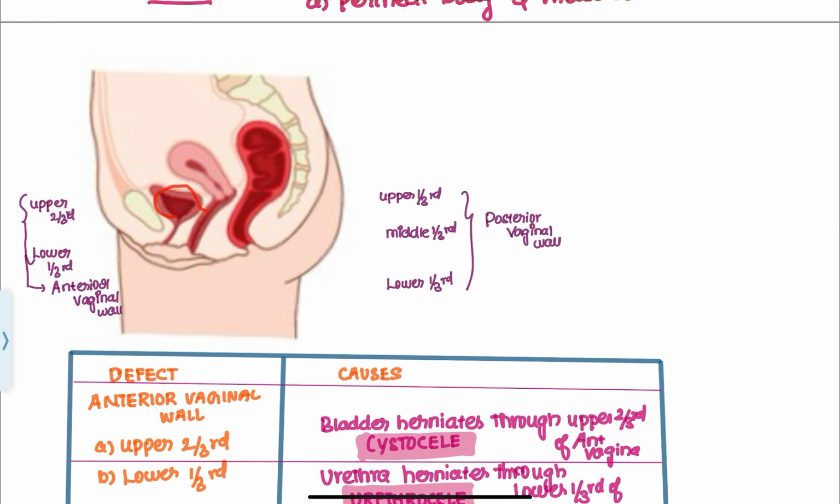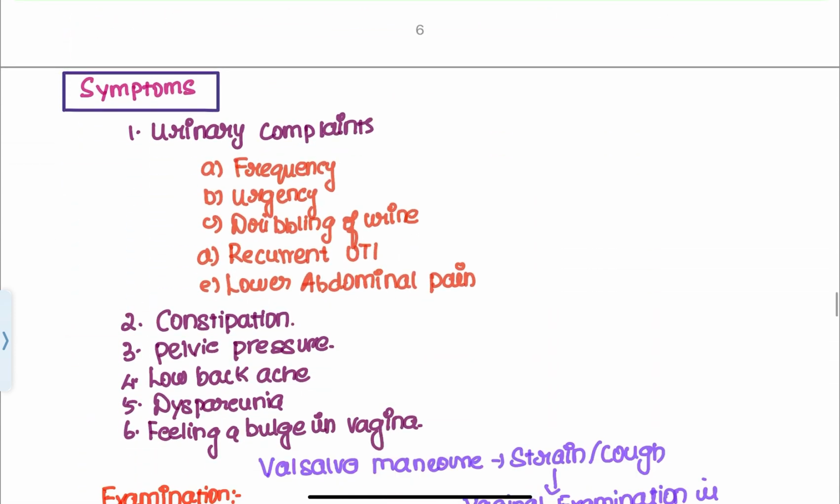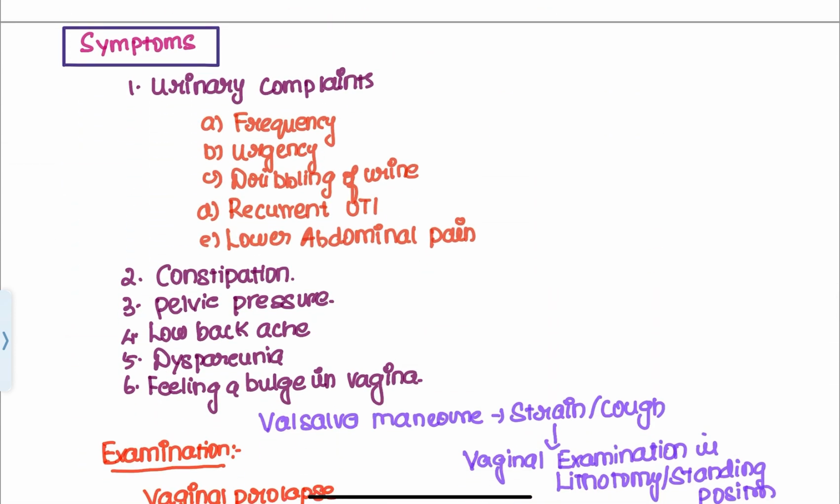Right, if cystocele is going to be present, how it is going to happen is the bladder will be herniated out through this weakened upper two-third of the vagina and it will come out. Is that clear? Right. So through the weakened anterior vaginal wall and through the weakened posterior vaginal wall, the supporting surrounding structures are going to be herniated out. So it is basically because of weakness of the supporting structures which are supporting the vagina, the surrounding structures are going to be herniated out through the vaginal wall.